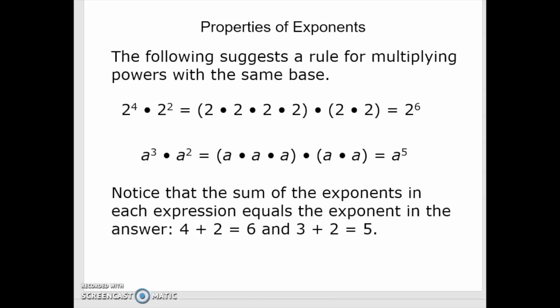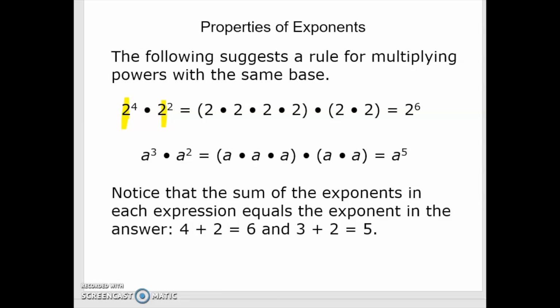Hi students, welcome back. Today we're going to look at some exponent properties. The first property we're going to look at is what happens when we multiply two numbers together that have the same base. So we've got some examples up here, and remember the base is the number being multiplied.